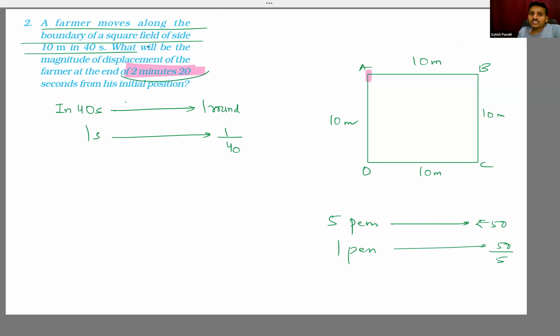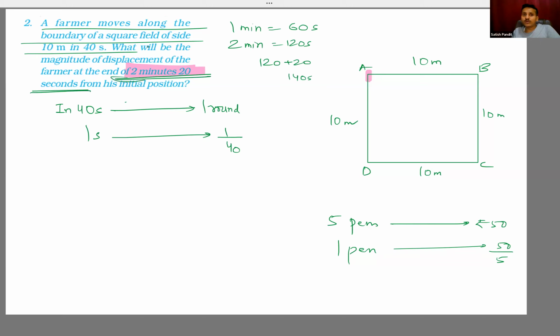This is given in minutes and seconds both, so I'll convert entirely to seconds. 1 minute is 60 seconds, so 2 minutes will be 120 seconds. So 2 minutes 20 seconds means 120 plus 20, that is 140 seconds. So in 1 second, the farmer moves 1 by 40 of a round.